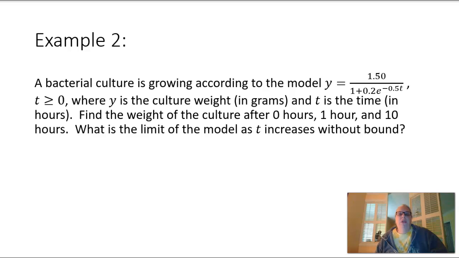Alright, so let's take a look at example 2. We have a bacterial culture growing according to the model y is equal to 1.5 divided by 1 plus 0.2 times e to the negative 0.5 t power, where t is greater than or equal to 0, y is the culture weight in grams, and t is the time in hours. And we want to find the weight of the culture after 0 hours, 1 hour, and 10 hours. And then we want to find out what the limit is of the model as t increases without bound.